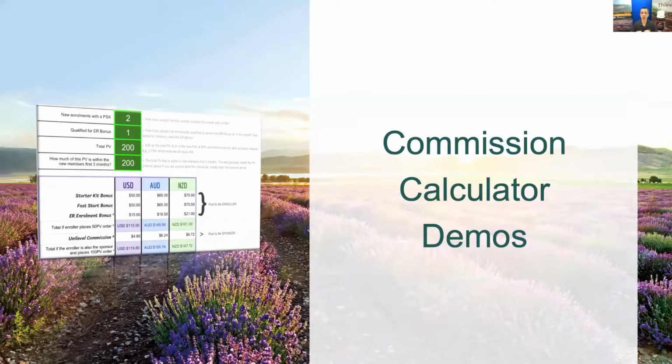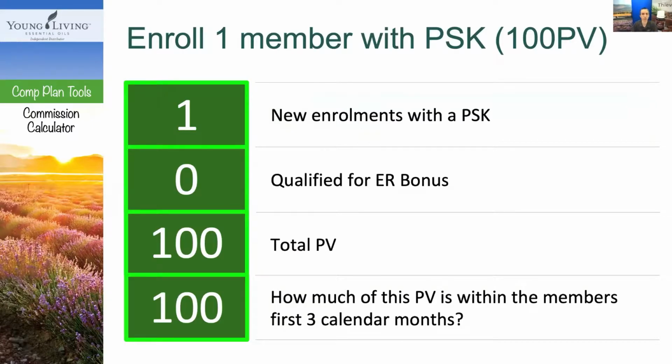Okay, so we're going to go through the demos and show you real-world examples so that you can understand what you need to actually put into each one of these 4 fields. All right, so let's have a look at an example first. So now, in this example, we've enrolled 1 member with a premium starter kit. Now, a premium starter kit is valued at 100 PV, and that's all that this particular person purchased is the premium starter kit. So let's have a look at what we need to put in to the spreadsheet.